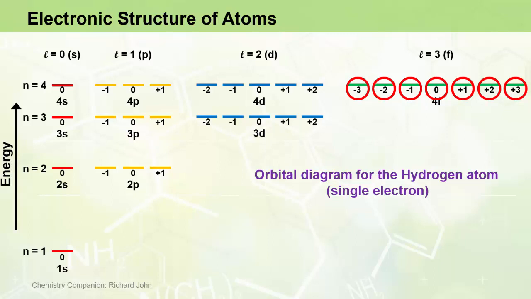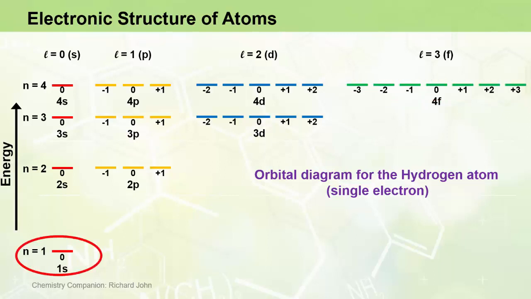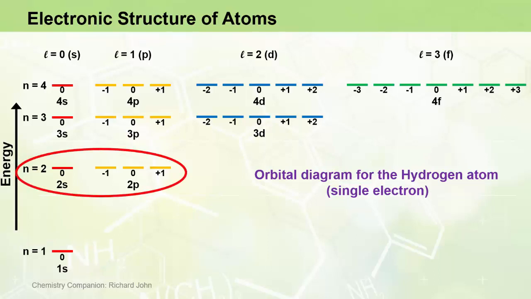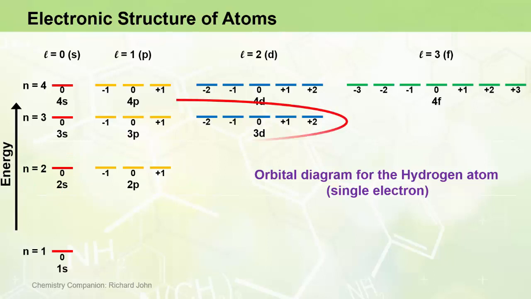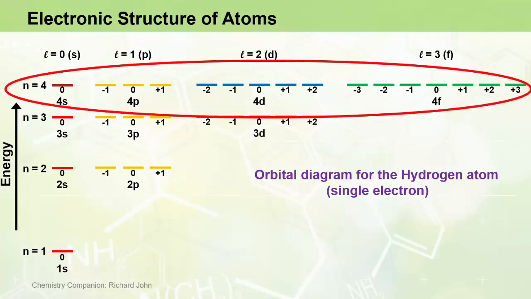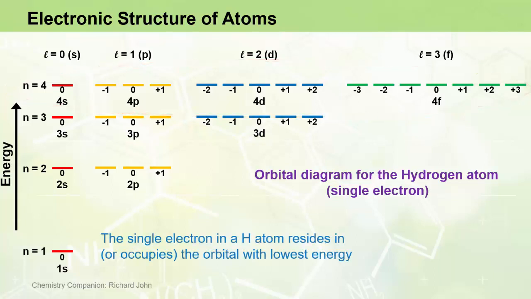We should also recall that there is one orbital and one subshell in the n equals 1 shell. There are 4 orbitals and 2 subshells in the n equals 2 shell, 9 orbitals distributed across 3 subshells in the n equals 3 shell, and 16 orbitals and 4 subshells in the n equals 4 shell. And finally, the single electron in a hydrogen atom resides in or occupies the orbital with the lowest energy, and we can represent that electron with a single arrow placed on the horizontal line.